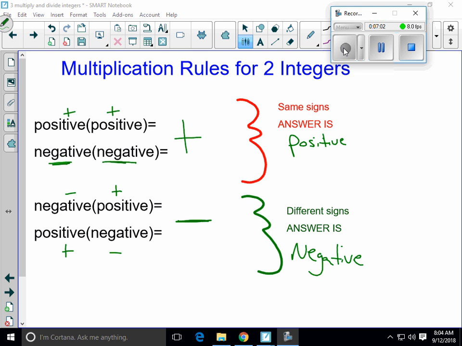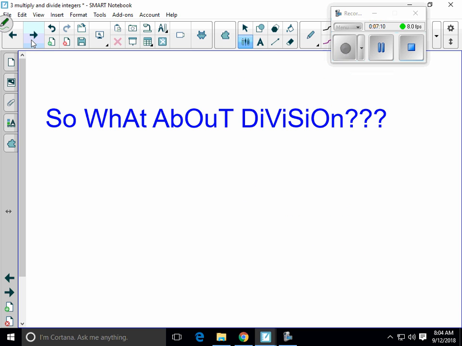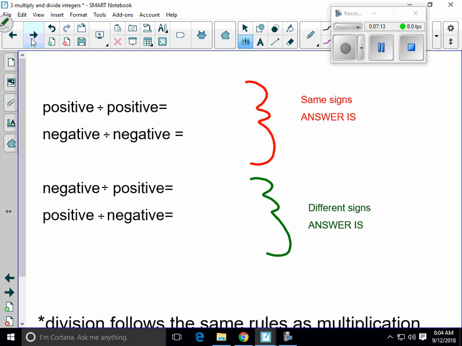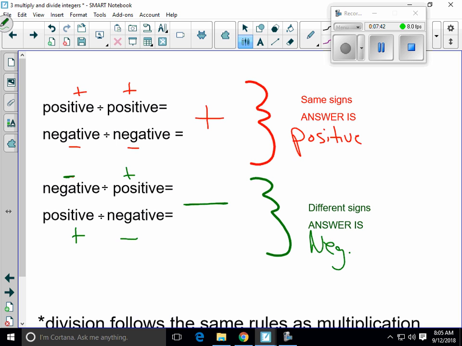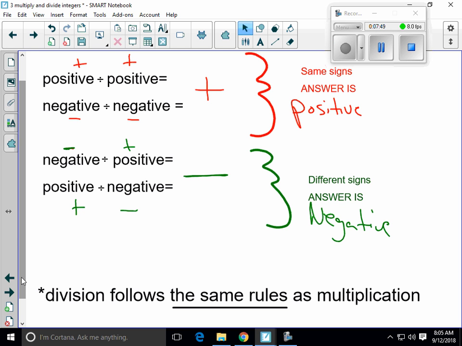Now the last operation is division. And we're actually lucky with division. Division is the same as multiplication. It follows the same exact rules. So a positive divided by a positive, or a negative divided by a negative, when those signs are the same, your answer is positive. But if they're different, a negative times a positive, or a positive times a negative, those are going to be negative. So if the signs are different, your answer is negative. So for division, there's nothing new to remember. Division follows the same rules as multiplication.